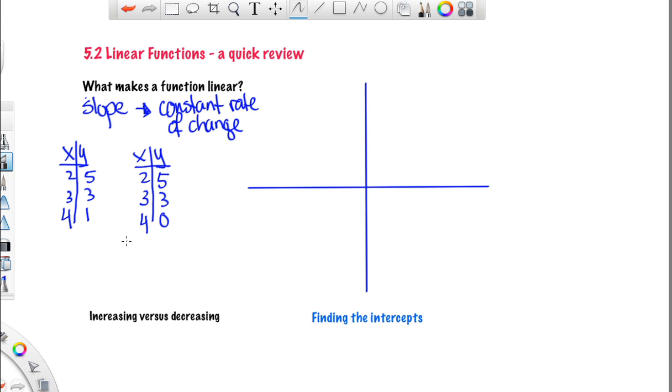Okay, so if I'm looking at those tables and I want to know if it's a linear function or not, I look at the changes in the x's versus the changes in the y's. So, for example, from 2 to 3 is plus 1, from 3 to 4 is plus 1. So I get the same over here. Both of these go up by ones. From 5 to 3 is minus 2, and from 3 to 1 is minus 2.